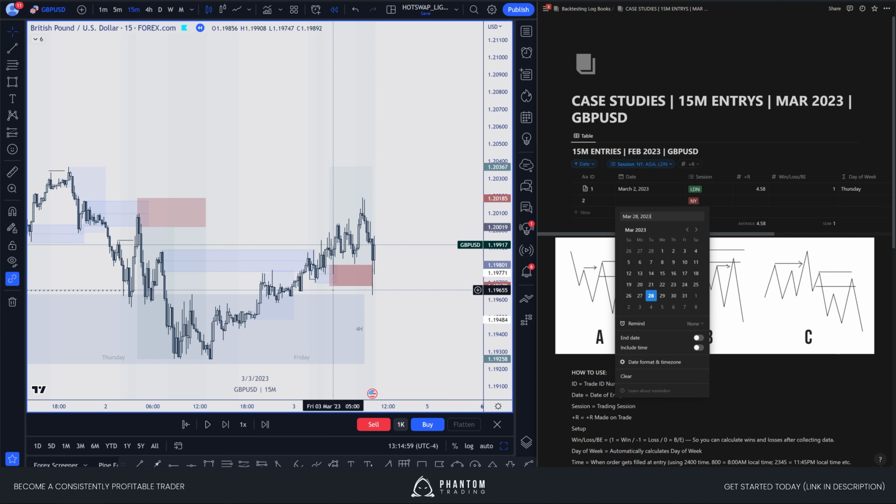That's part of the reason we're putting it in Notion, so I can actually use a filter later and check, okay, how did model A perform? How did model B perform? How did model C perform in isolation, okay? And then we can also filter our sessions too, right? So this one was London, okay?